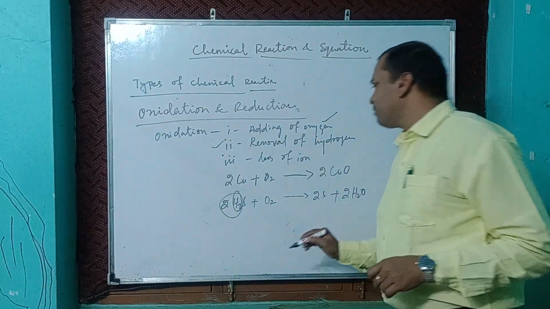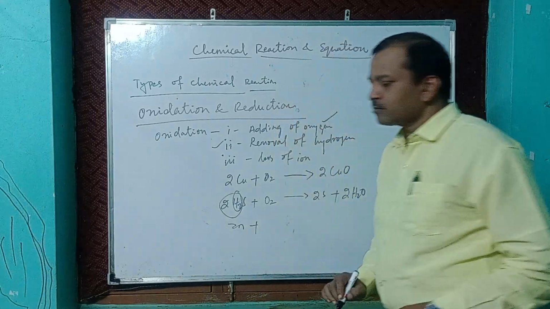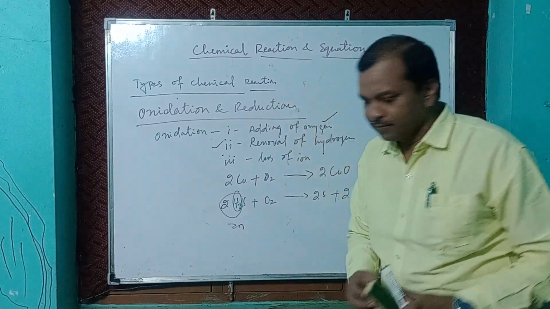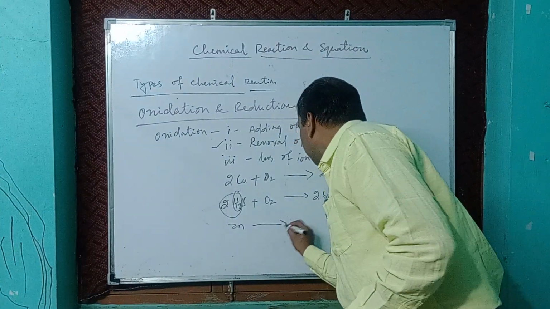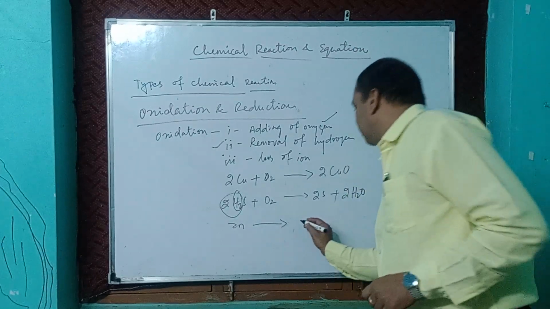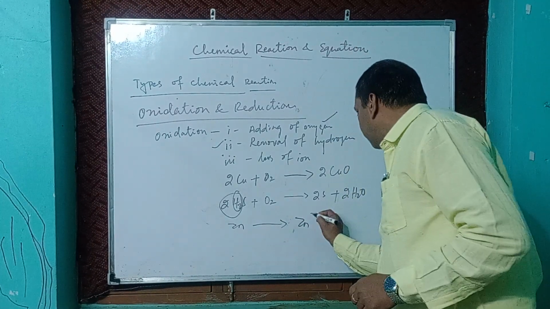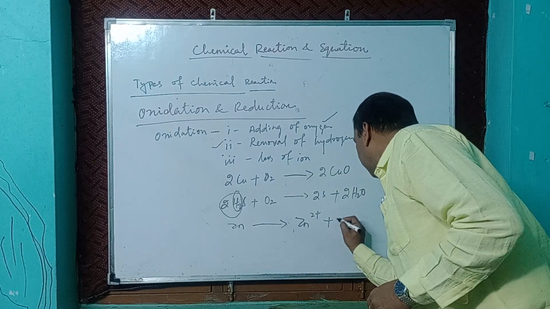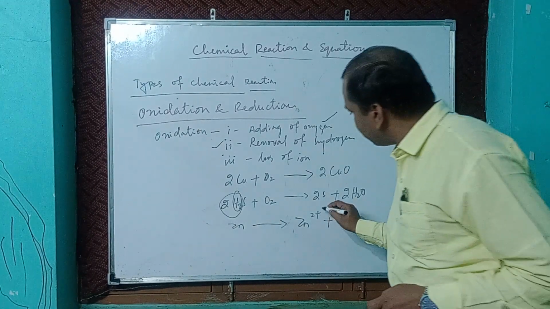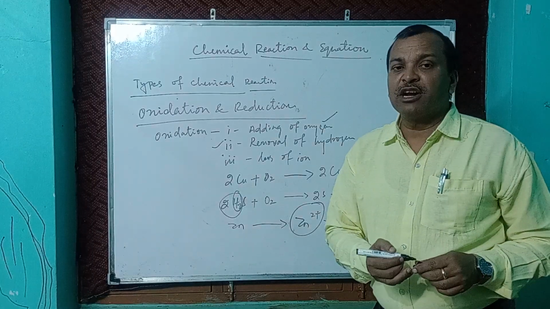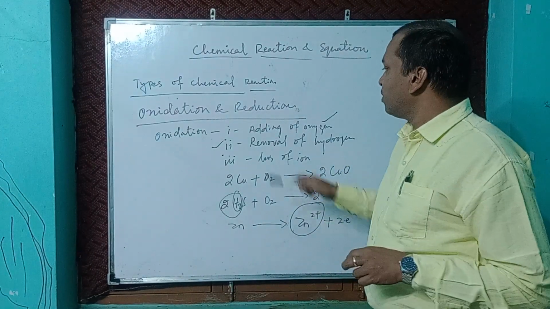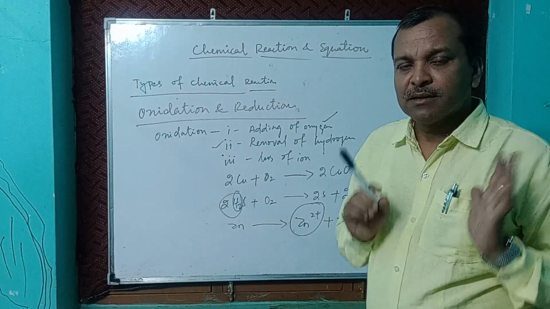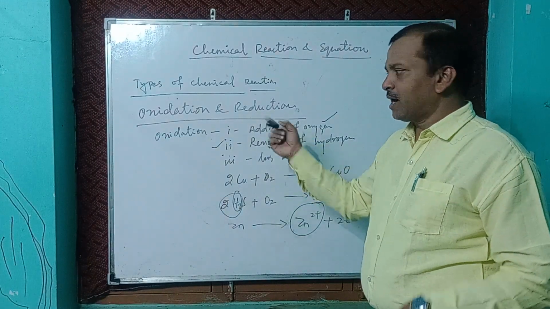Now third one is zinc metal. Suppose we take zinc metal. If zinc metal loses 2 electrons, then it will be Zn2+ plus 2e-. What happened here? Zinc lost 2 electrons. So in all these three cases, it can be said that it is oxidation. Clear?